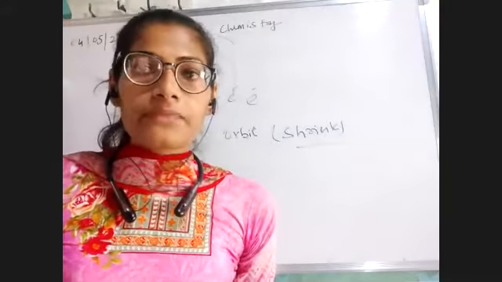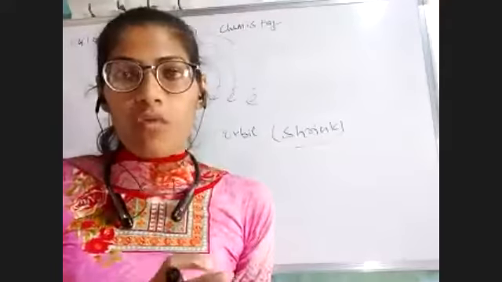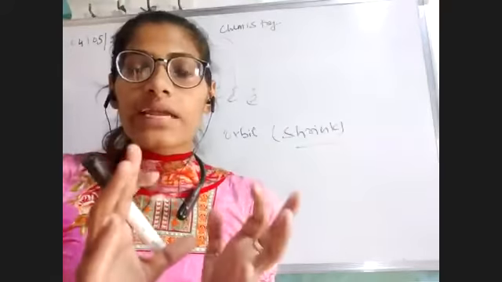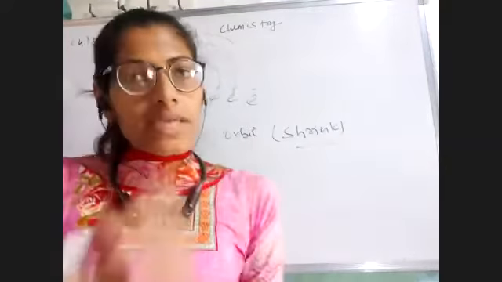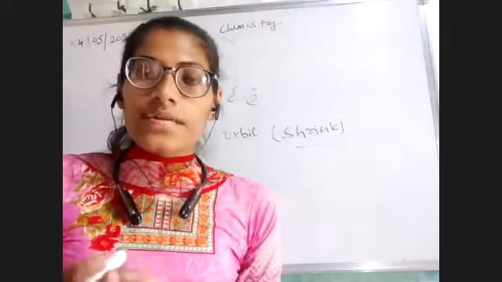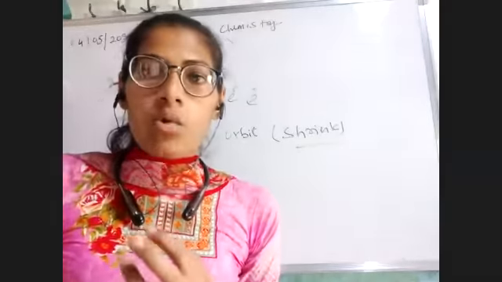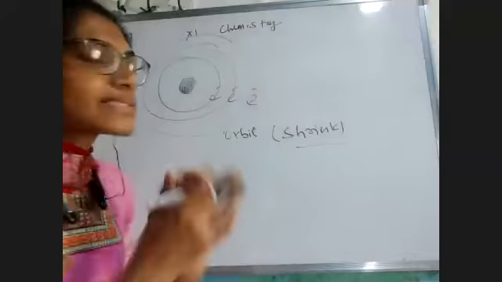Secondly, he did not explain the overall stability of the whole atom. He said there must be an electrostatic attraction between the positive charge and the negative charge, so that our atom is whole, stable, and neutral. But he did not explain that if these are moving, the orbits could shrink.